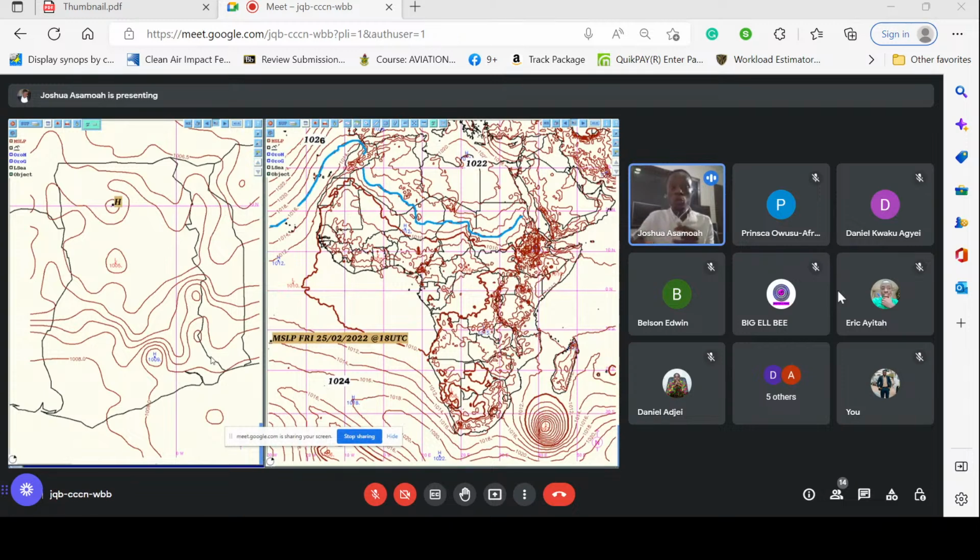Because it is not too strong, the strength of the high pressure is not too high, you would expect that moisture will be limited to the southern parts of the country, because the winds will be stronger over the ocean, but when they get to the coast of Ghana, they will reduce before they get to the northern portions. And so the moisture will be depleted around the southern parts before they get to the northern portions. So this will favor southern Ghana more than northern Ghana.